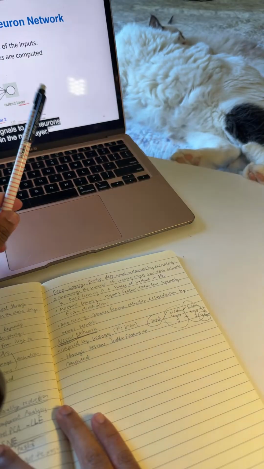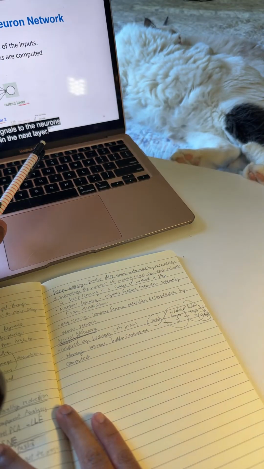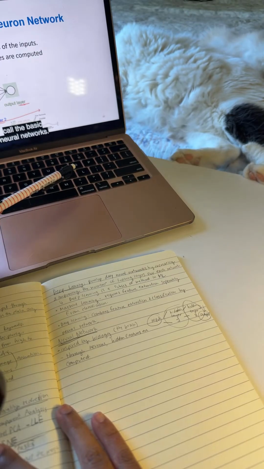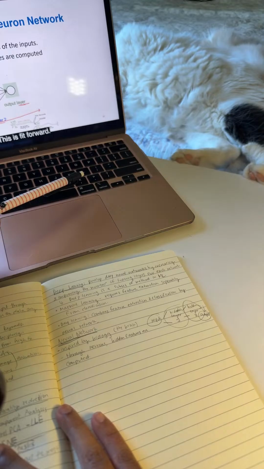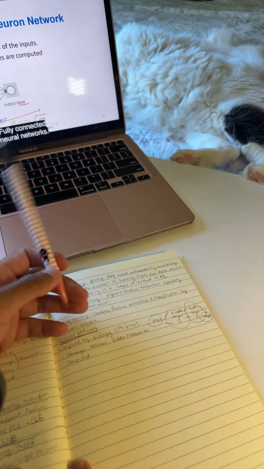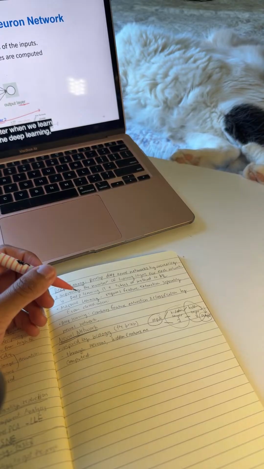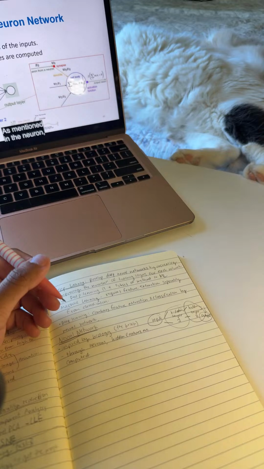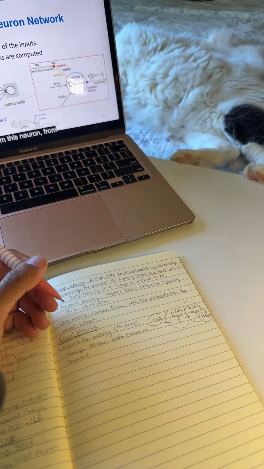Forward the signals to the neurons in the next layer. Actually, this structure we call a basic neural network. This is a feedforward, fully connected neural network. Later, when we learn deep learning, we will have other structures. Here, as mentioned, in the neuron, what computation will be performed? For example, if you look at this one, it collects the signals from this neuron, from this neuron, from this neuron, from this neuron.